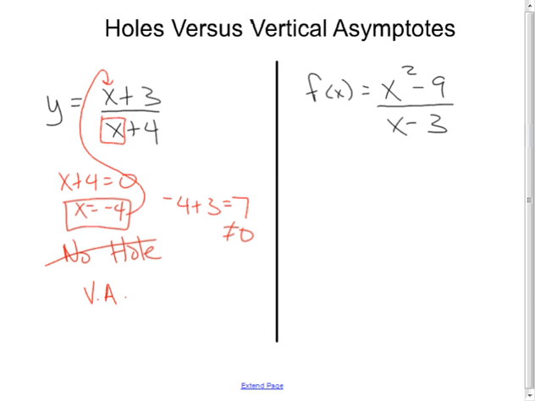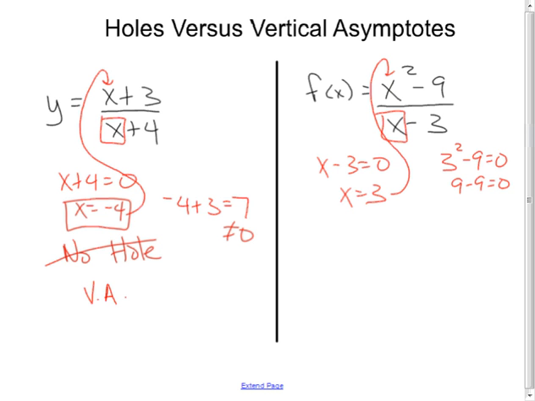Let's look at this next example here on the right. f of x equals x squared minus 9, all divided by x minus 3. Quite quickly, it should jump out at you that an x value of 3 will make the denominator equal to 0. And if I examine that value plugged into the top, I am in fact getting 0, because 9 minus 9 is 0. So again, the numerator and the denominator are made to be 0 with that value. So this will have a hole.